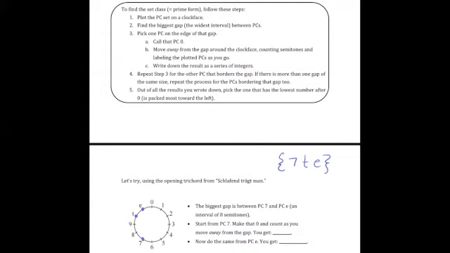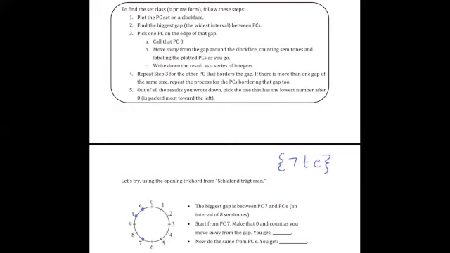Now, step 2, you're going to find the biggest gap or the widest interval between the pitch classes. This one is really easy to see. We have a big gap right there. It's the interval of 8 semitones, and it is very clear on the clock face that this is the biggest gap we have. So step 3, we're going to pick one pitch class that's on the edge of that gap. So I'm going to arbitrarily choose PC7.